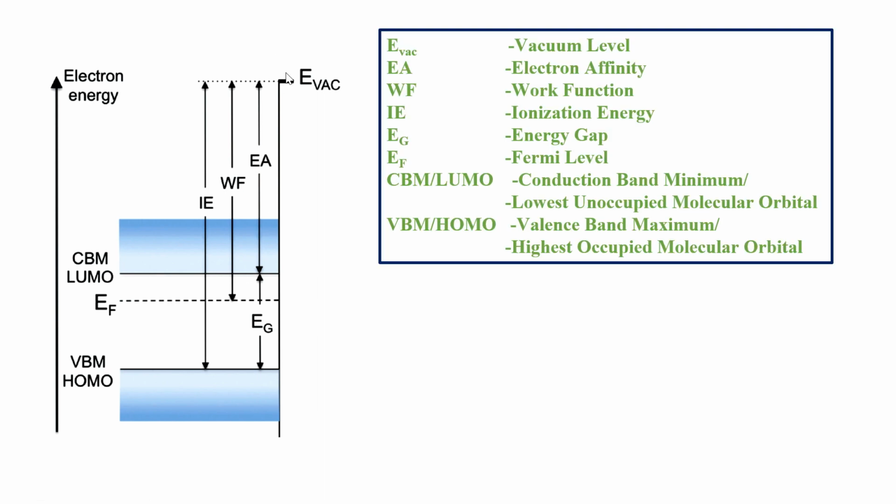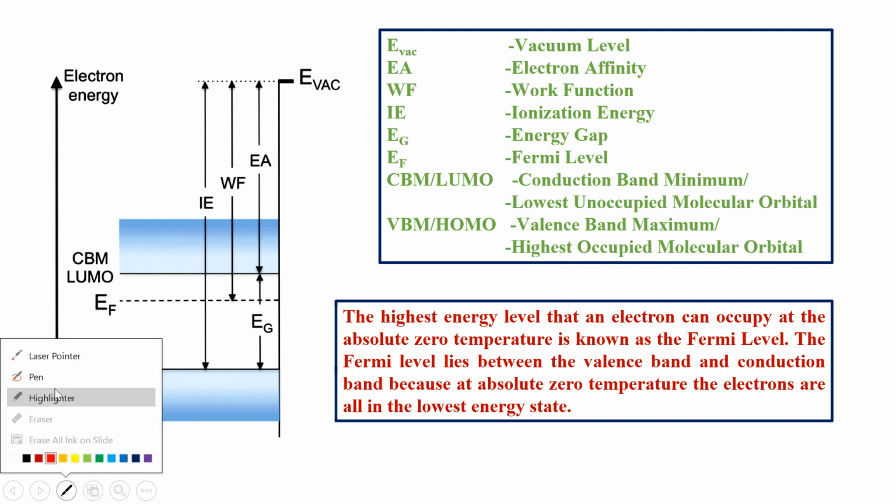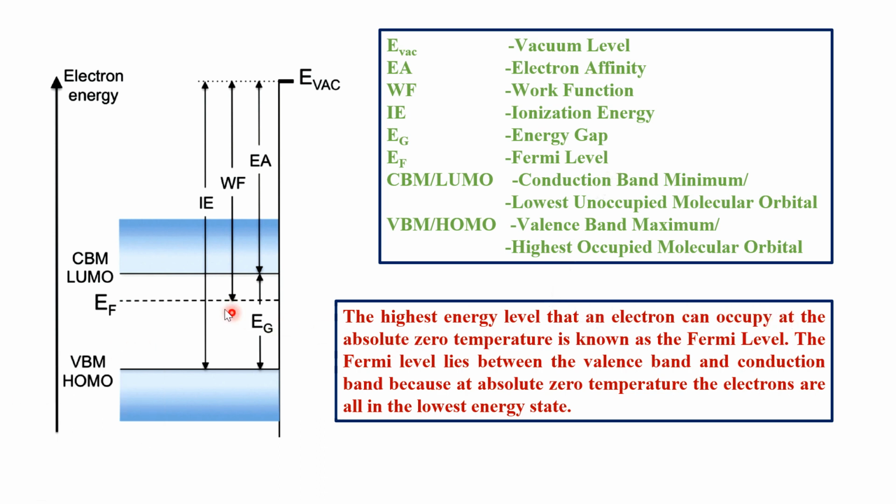Okay. So EVAC means the vacuum level. EA means electron affinity. Here WF means work function. IE means ionization energy. EG means the band gap. EF means the Fermi level. This is the conduction band minimum or lowest unoccupied molecular orbital. Or we have the valence band maximum or highest occupied molecular orbital. So the highest energy level that an electron can occupy, that absolute zero.